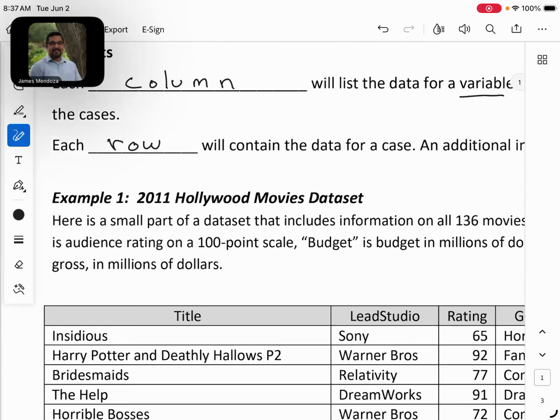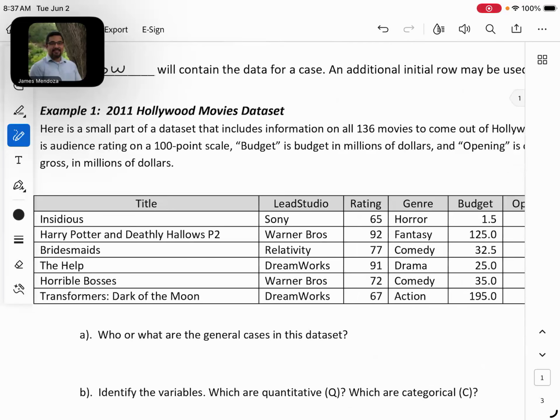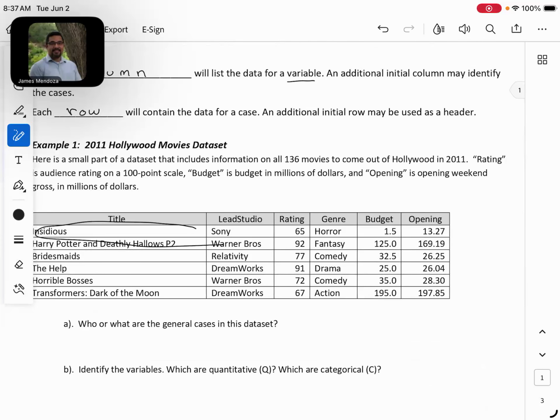Row number one is going to have person one and all their information for each of the variables. So let's look at an example. Now, this here is a data set, and it is about movies. It's actually a really long list of movies. They're just showing us six of the movies included in their data set. The very first movie is going to have all of its information in just this first row.